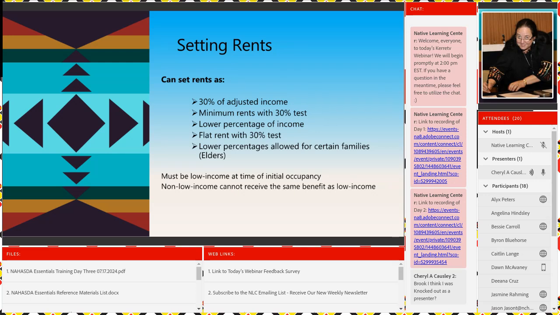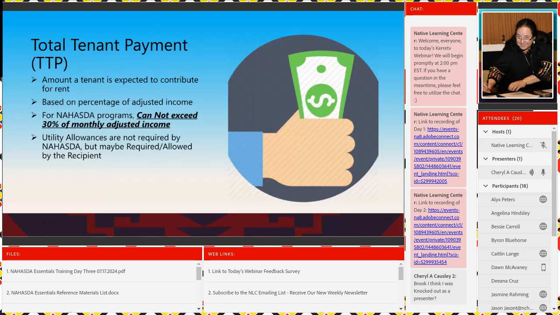Lower percentage of income, flat rate with a 30% test, a lower percentage allowed for certain families. So in some cases, I've seen elders at 10% or even 20% rather than the full 30. Families have to be low income at the time of initial occupancy. Non-low income cannot receive the same benefits as your low income people.